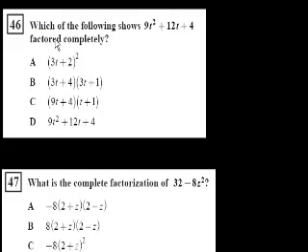Okay, 46. Which of the following shows 9t squared plus 12t plus 4 factored completely? Okay, now this is an interesting one because immediately when I look at the numbers, there's not one number that I can just factor out of everything, right? It's not like, 9, 12, and 4, they don't have any common factor. So I can't just do that simplification. So we're going to have to do a little bit more complexity.